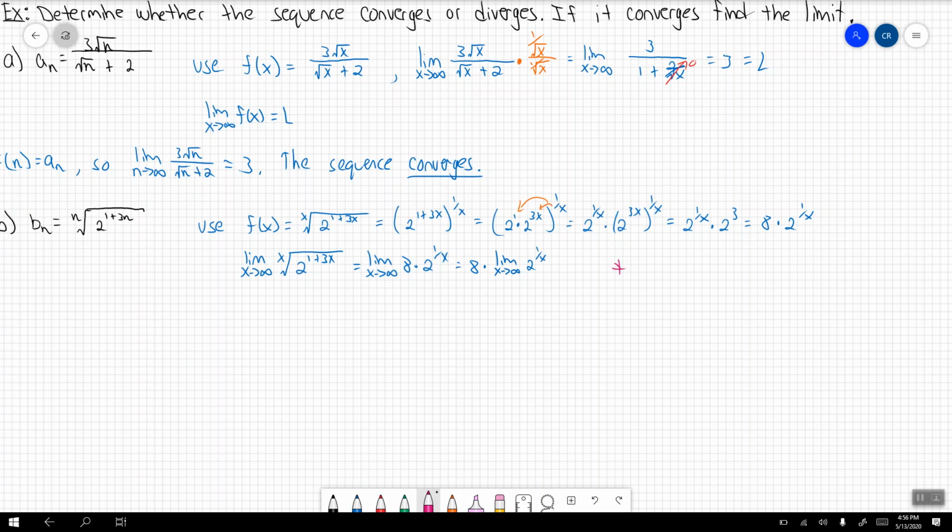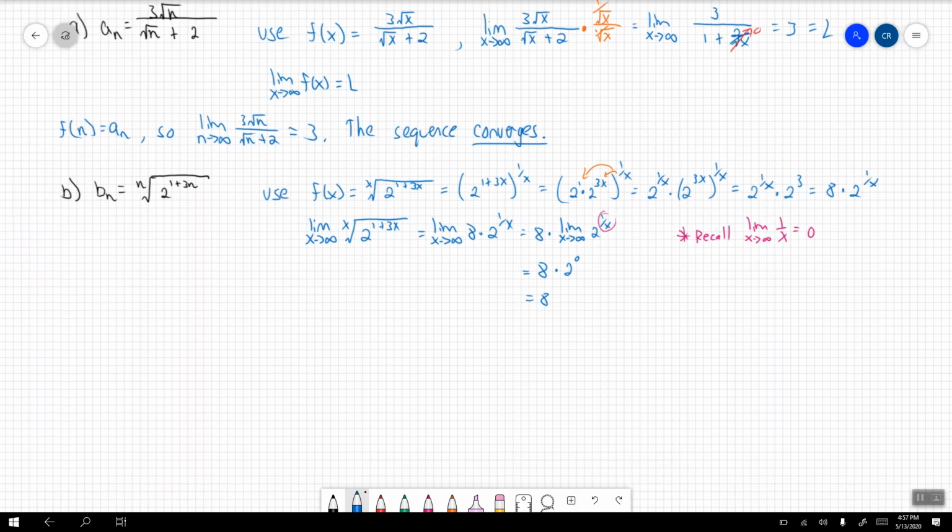Well, I'm just going to say, recall that the limit as x goes towards infinity of 1 over x is equal to 0, which means that's exactly what's going to happen here. We're going to have 8 times 2 to the power of 0 once that limit is allowed to go towards infinity, which just means that we get a value of 8.